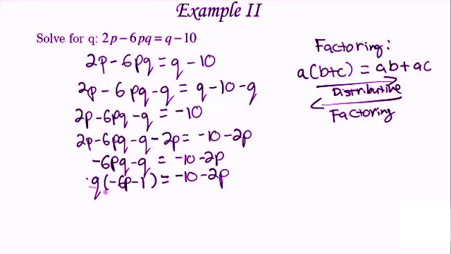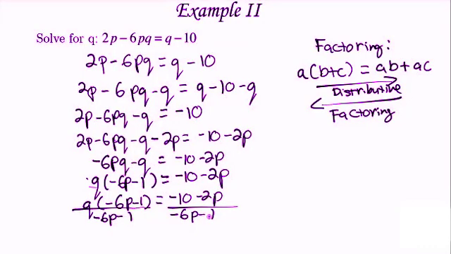Once I've separated out the q, I can move this expression over by using my usual method. And since this expression is multiplied by q, I'm going to use division to move it over to the other side. Q times minus 6p minus 1 equals negative 10 minus 2p. Divide both sides by negative 6p minus 1. This cancels out, leaving me with q equals minus 10 minus 2p over minus 6p minus 1.